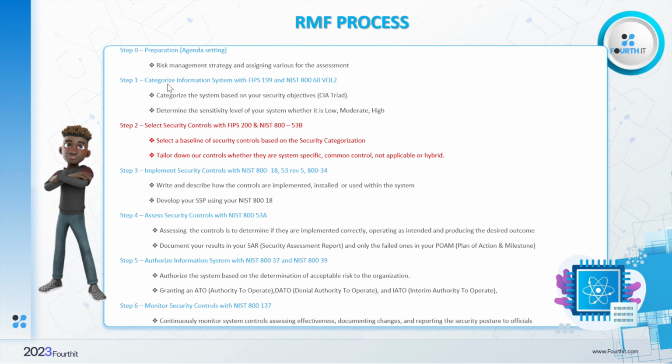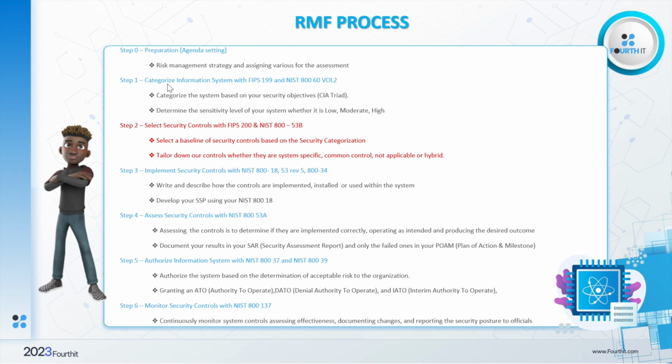After categorization, we move to what we call the selection of controls. If our system is selected as low or moderate, we now have to go and select the controls that match up to the sensitivity level. So if our system is a low, we go into a low. If it's a moderate, we select our moderate controls. If it's a high, we select our high controls.